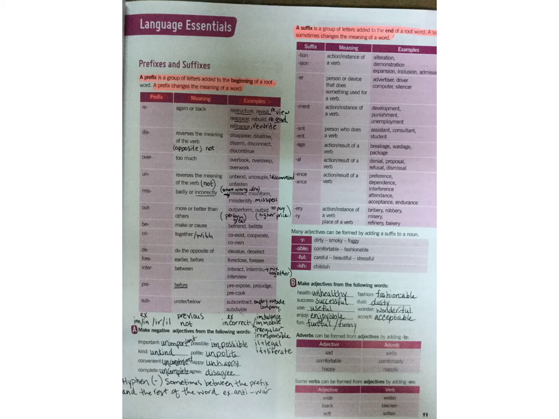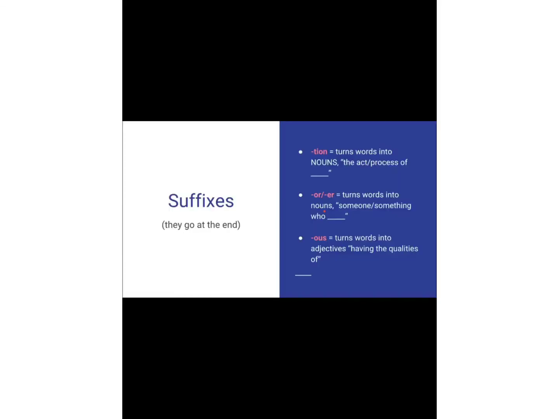Now, let's go to the suffixes. A suffix in English grammar is a set of letters which we add at the end of the root word to make a new word with a new meaning. Here we have three suffixes that change the part of speech of a word. So, our first one, T-I-O-N. It turns the word into a noun. Remember what nouns are? They are people, places, things, ideas. And it means the act or process of something.